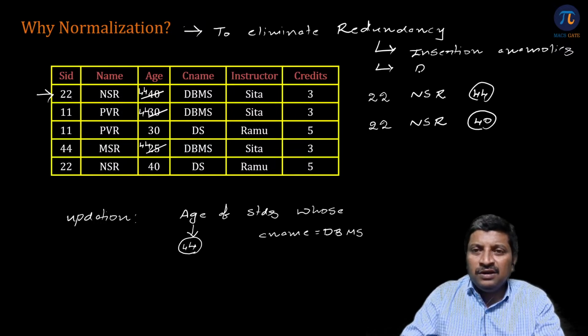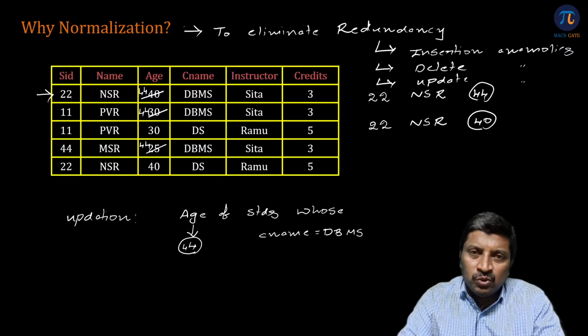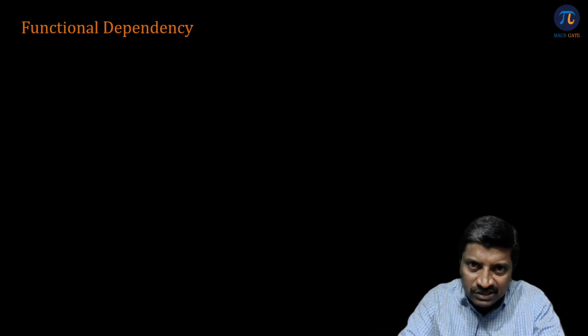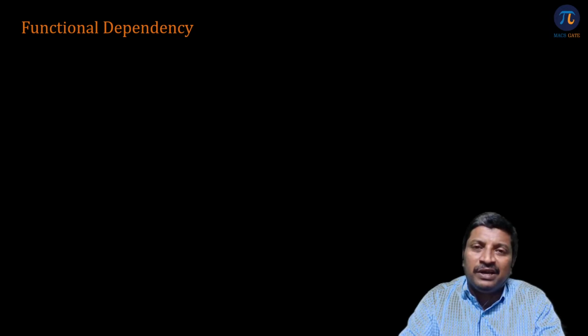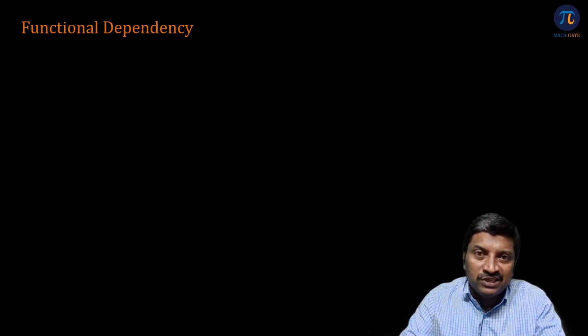Similarly, delete anomalies. And the next one is update anomalies. So this is about normalization. To apply the technique of normalization, compulsorily we need to know what is a functional dependency. Without knowing functional dependency, or without having good experience in functional dependencies, it is not possible to apply normalization techniques. So compulsorily we need to know functional dependency. Then only we can do the normalization techniques very well.